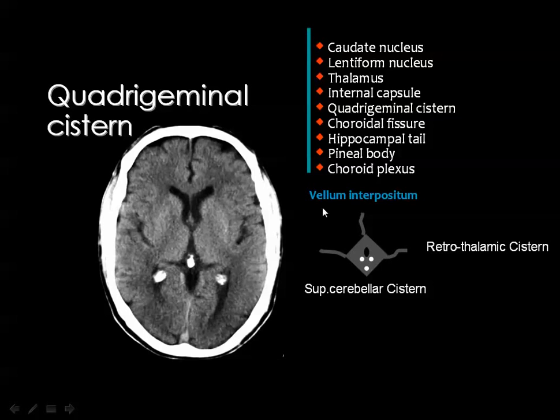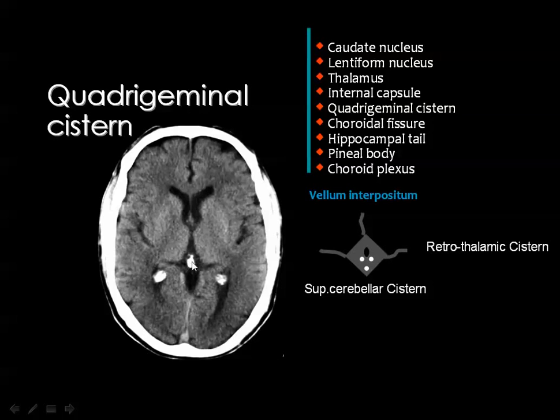Then look at the anatomic details. Can you see the caudate nucleus? This is the head of the caudate nucleus, the lentiform nucleus, the thalamus, the internal capsule, the quadrigeminal cistern, rhomboid in shape. Then what is the choroid fissure? Some of the anatomic books say that this recess, which is known as the retrothalamic cistern, can also be referred to as the choroidal fissure. Posterior to the choroidal fissure is the hippocampal tail. Here, this is the region for the tail of the hippocampus.